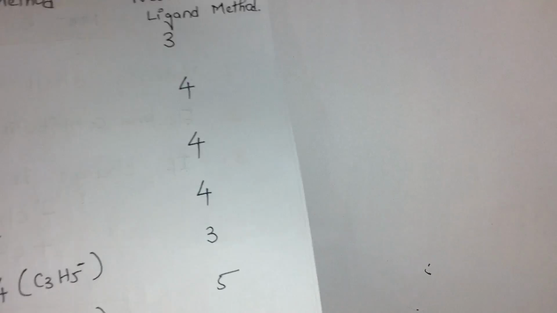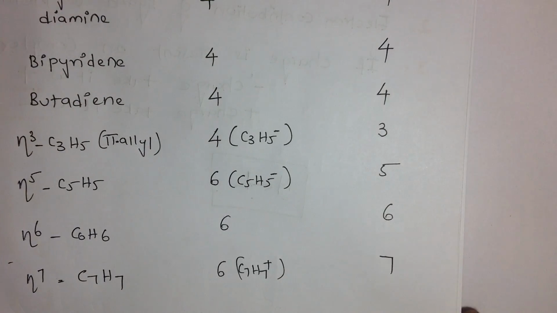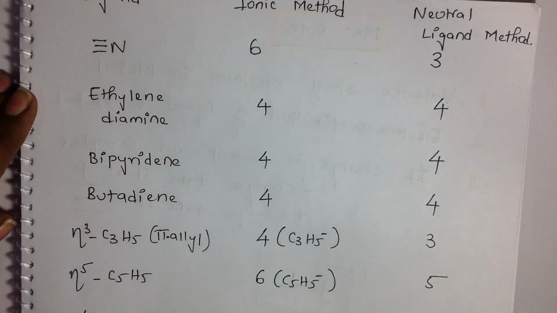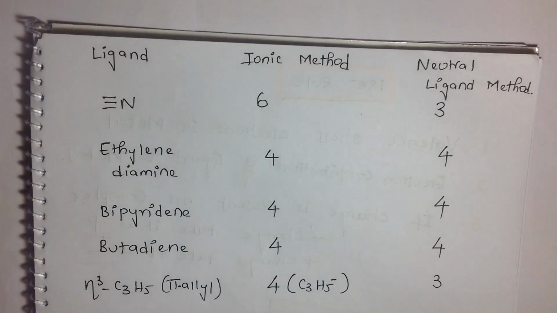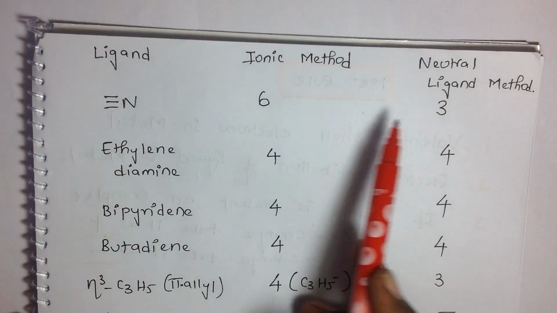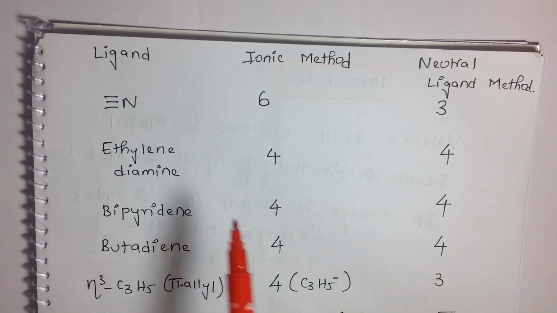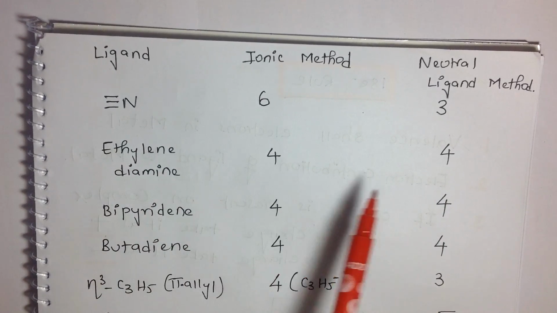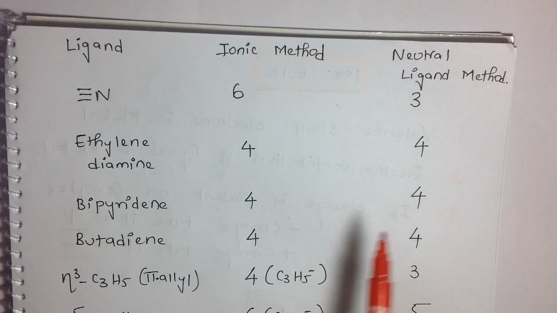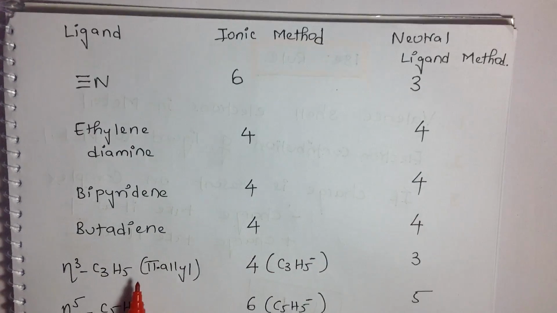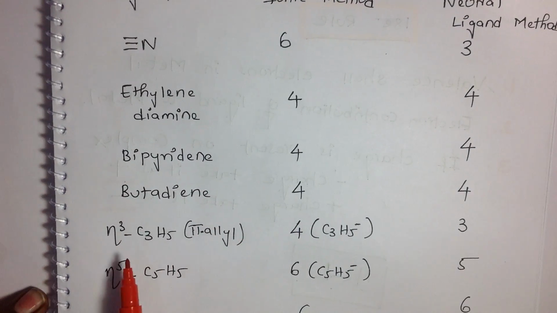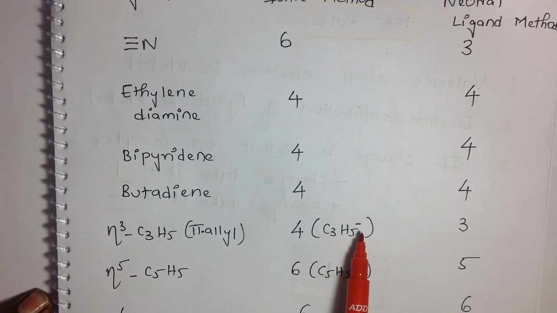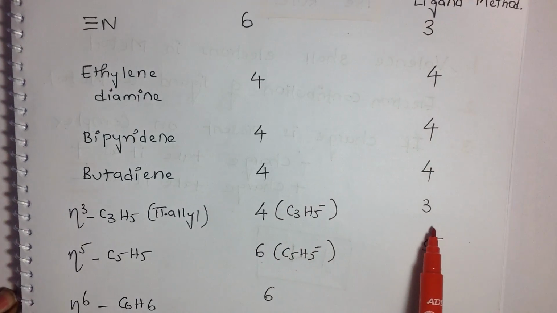In the same way, triple bond case 6 and 3, just as we have seen before in the alkyne case. And ethylene diamine 4 and 4, bipyridine 4 and 4, butadiene 4 and 4, and eta 3, its hapticity itself 3, as it is minus plus 1 it will form, but here it is 3.